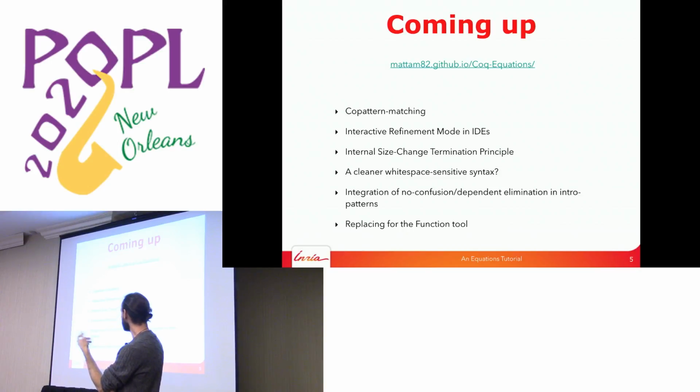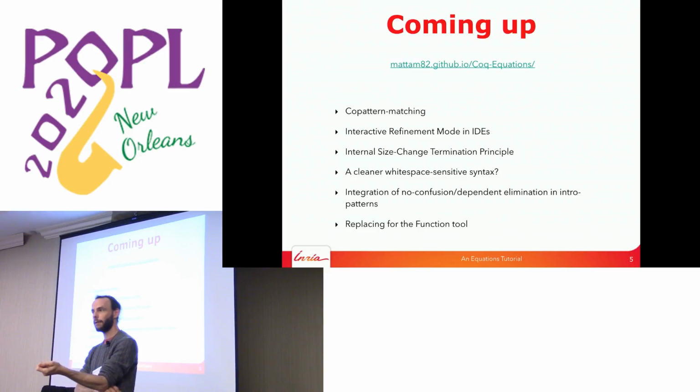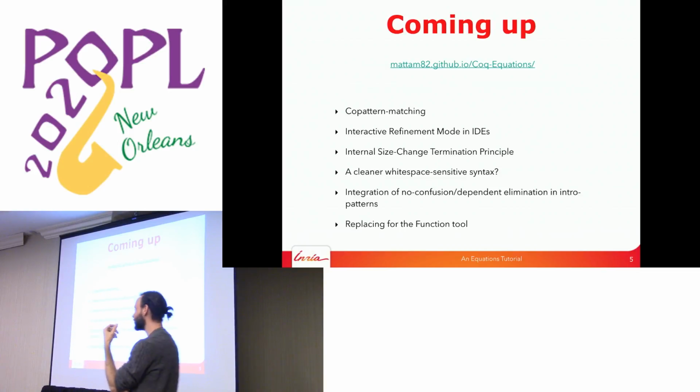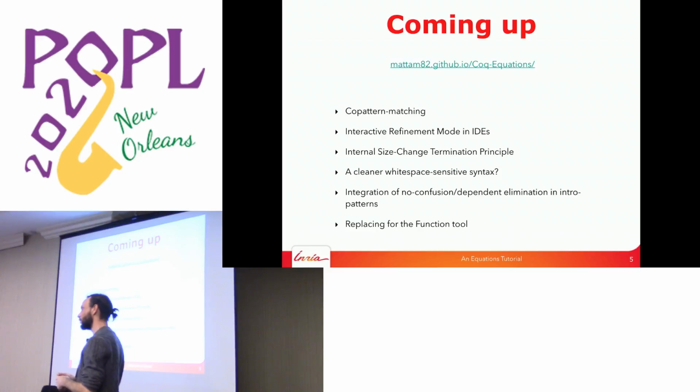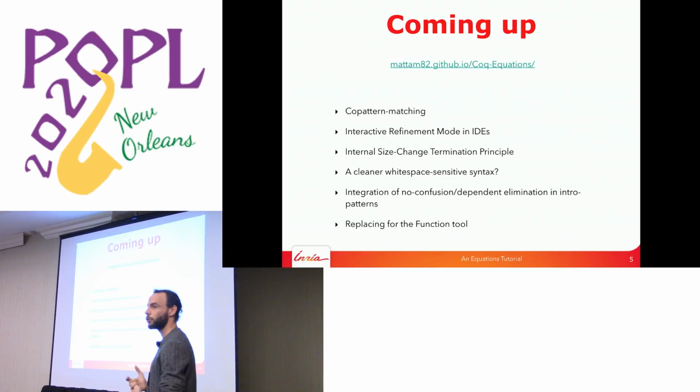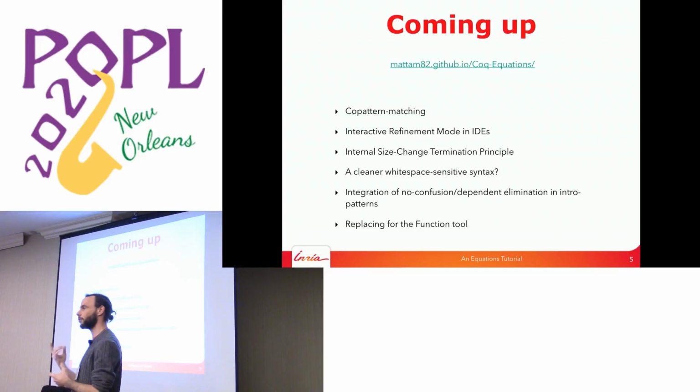We have steps toward using the size-change termination principle to show that Equations definitions are well-founded. Maybe we will go to a cleaner whitespace-sensitive syntax, because right now it's a bit hard to parse. I got lots of reports from users who don't like the syntax because it's full of delimiters. And I would like to integrate this notion of no confusion and dependent elimination inside the traditional interpreters of Coq right now. In the end, the idea is replacing the Function tool, which provides similar functions.